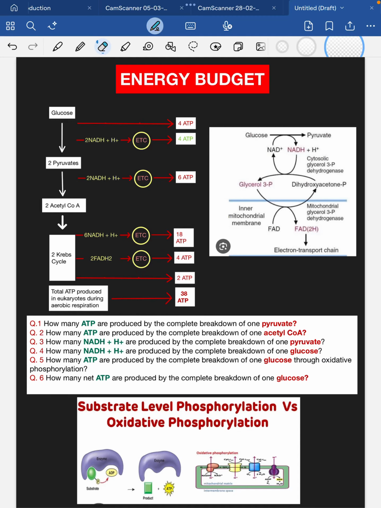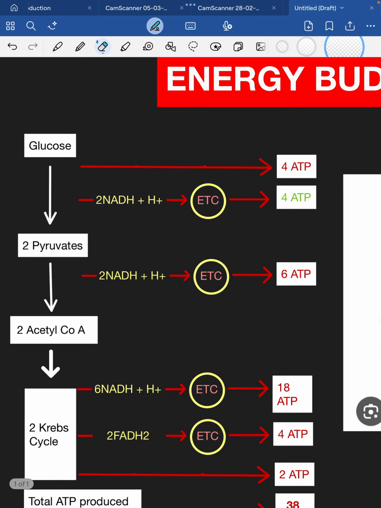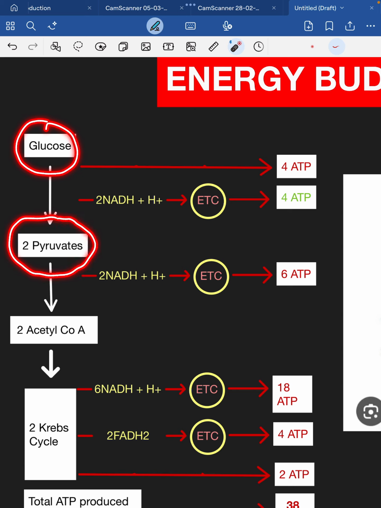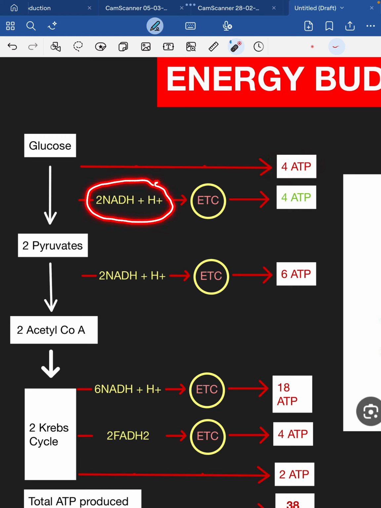How many total ATP are produced as a result of the complete breakdown of glucose during aerobic respiration? The first step of aerobic respiration is glycolysis. In glycolysis, one molecule of glucose is broken down into two pyruvate molecules, and during this process a total of 4 ATP molecules are produced and 2 NADH molecules are also produced.